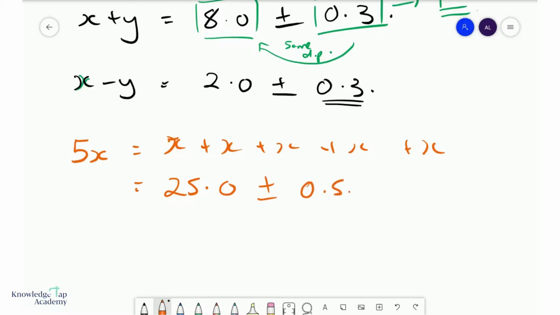Or essentially, you can think of it as kx equals kx plus k delta x. The absolute uncertainty is simply scaled by the factor of the constant you multiply by as well. All right, so of course, this will be the final answer. And so now we have learned how to add and subtract and multiply by constants, measurements with their associated uncertainties.